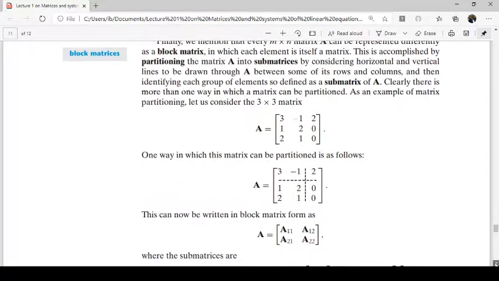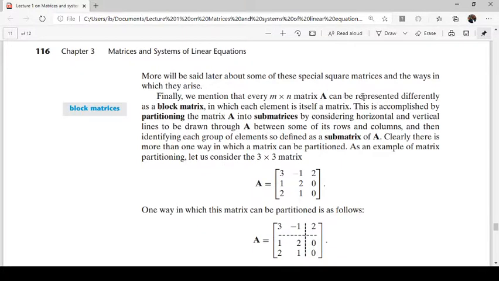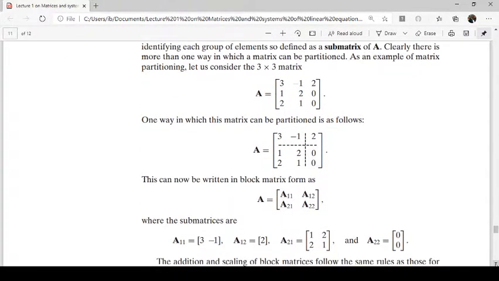Look at this matrix, for example. This is matrix A, a 3 by 3 matrix. I want to partition this matrix, I want to put the matrix into blocks. You see, I can form different blocks where each element itself is a matrix. That's the concept of a block matrix. If I partition matrix A, each element in that matrix is a matrix itself. That's what we call a block matrix, and such groups we call sub-matrices of A.